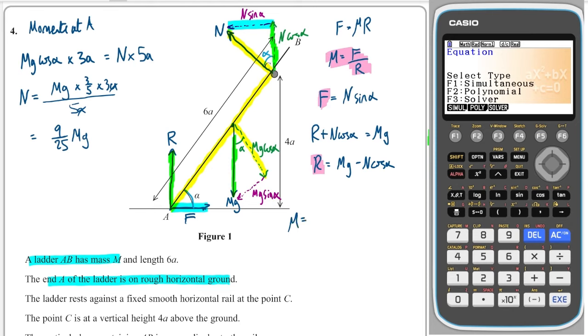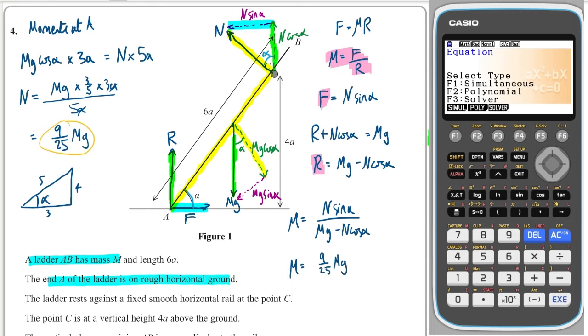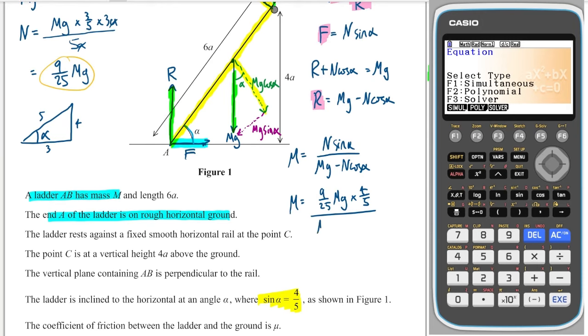I can then work out my expression for mu. So I could write that mu is equal to F, which is N sine alpha, over mg minus N cos alpha. Now we know what all these things are. I've got rid of my alpha triangle, but it was that sine was 4 over 5, so cos is then 3 over 5. And we know N, because we worked it out previously, it's 9 over 25 mg. So I could write this as 9 over 25 mg multiplied by sine, which was 4 over 5, all over mg minus N, which is 9 over 25 mg, multiplied by cos, which was 3 over 5.